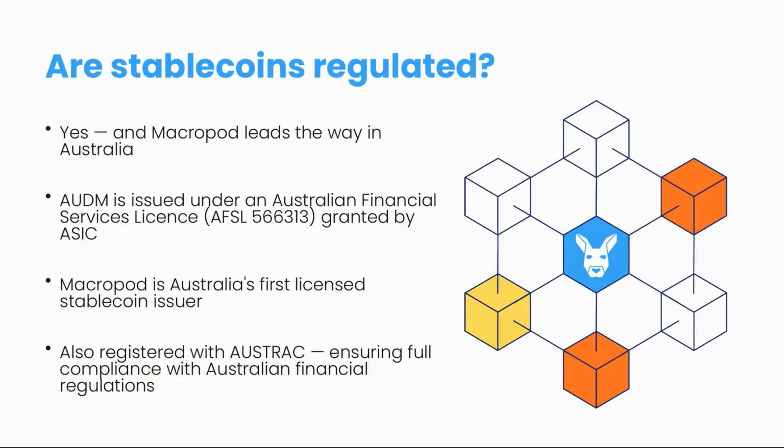The short answer is yes, and Macropod leads the way in Australia. AUDM is issued under an Australian Financial Services Licence, AFSL 566313, granted by ASIC. In fact, Macropod is Australia's first licensed stablecoin issuer. Macropod is also registered and in line with AUSTRAC registration requirements. This is regulated by the book Digital Finance.